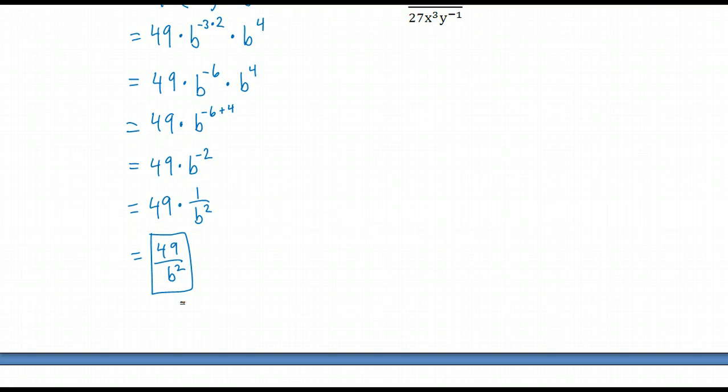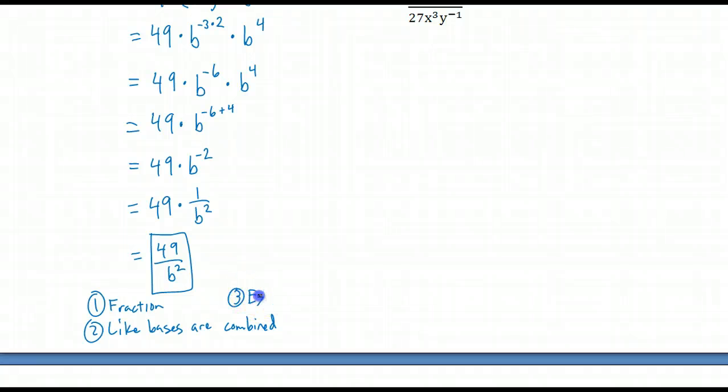I know that I'm done simplifying when I have one fraction, all my like bases are combined, and all my exponents are positive. So to tell if I've simplified enough: one fraction, all my like bases, all my b's combined together, and all my exponents positive. Let's look at example 2.